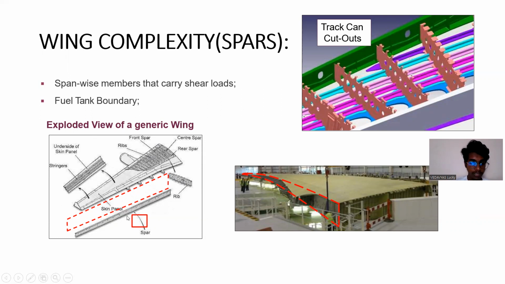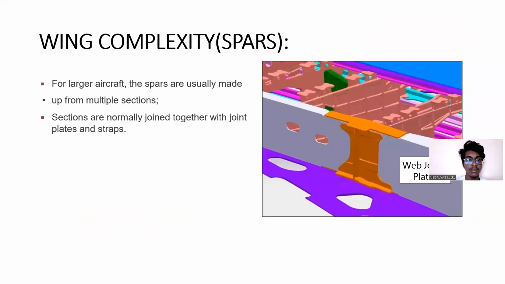And we have spars, which are also made from a lighter material, and the stringers are also inside the wing. Stringers are also fixed inside the wing. And now the wing complexity of spars.